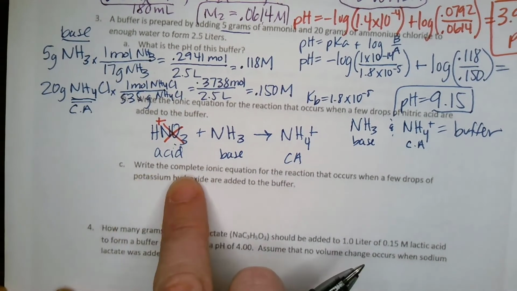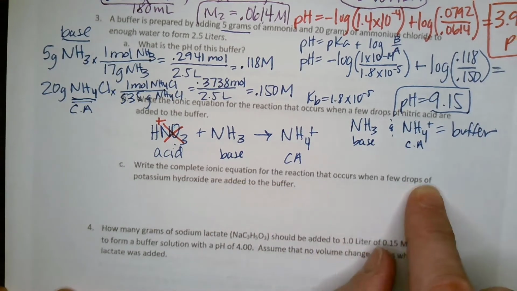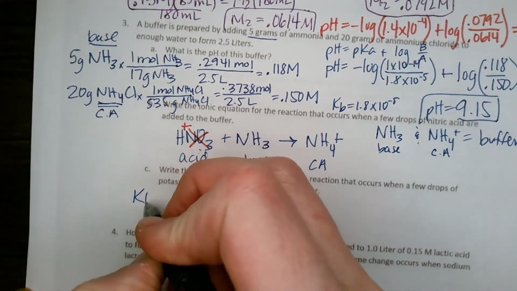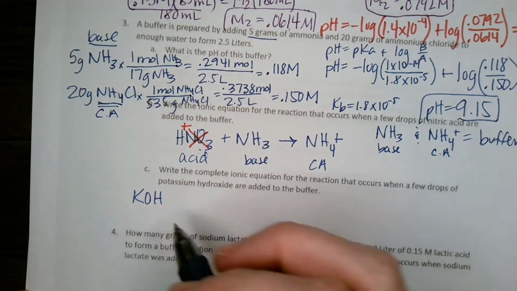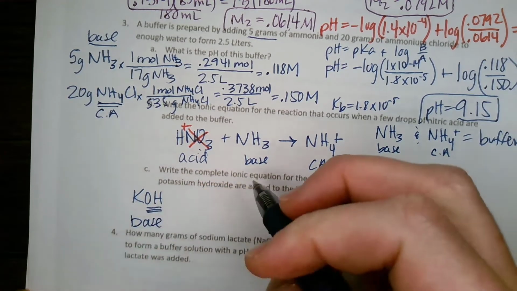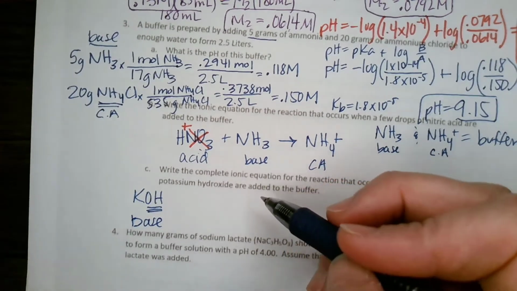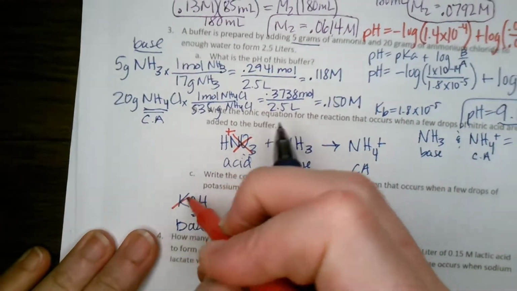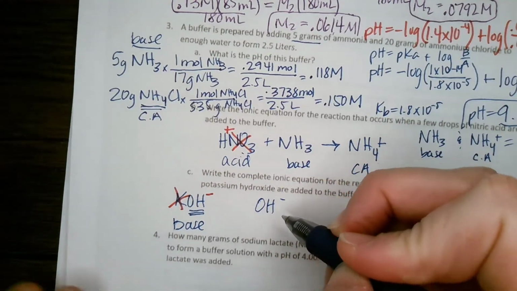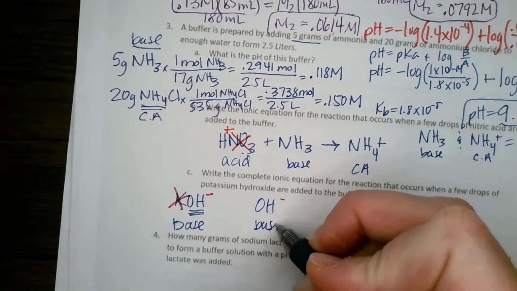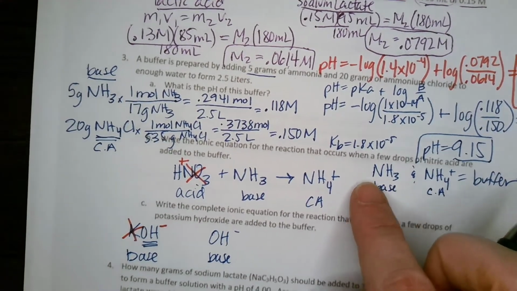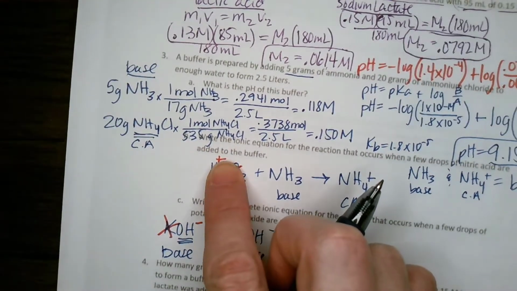The next says, write a complete ionic equation for the reaction that occurs when a few drops of potassium hydroxide are added to the buffer. So if we look at KOH, the potassium hydroxide, specifically this OH, this is a strong base. So the potassium, we can leave that off because that's just going to be a spectator ion. We'll cross that off just like we did over here. So we're going to be left with OH minus. OH minus, our base, will react with the conjugate acid from our buffer. So not the NH3, the NH3 base wants to react with the acid, if that's added.